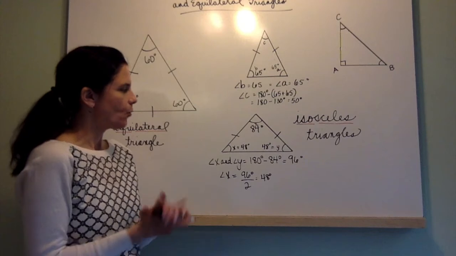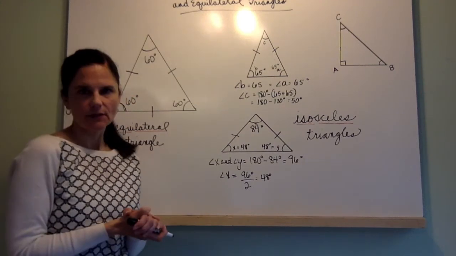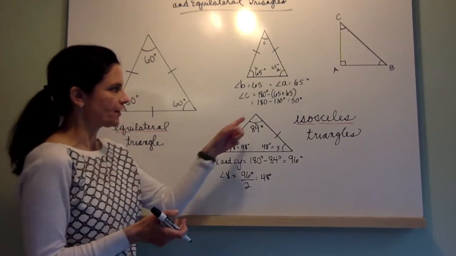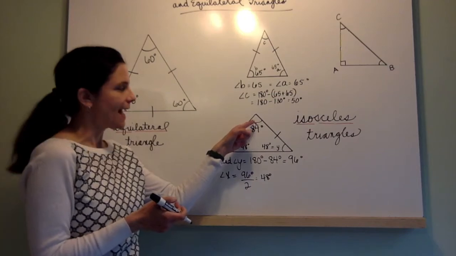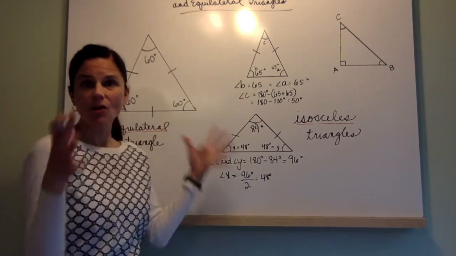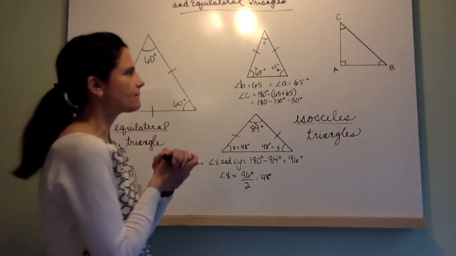So there's a way to find unknown angles in an isosceles triangle if you're given the measurement of the angle opposite the side that is not one of the equal sides.